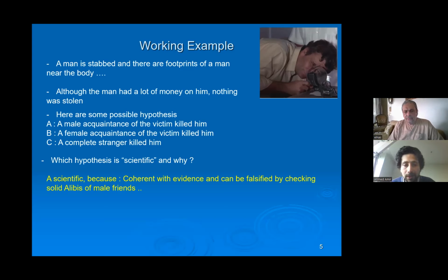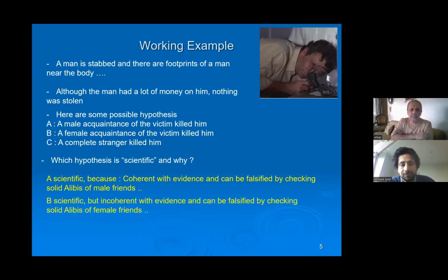What do you think? It cannot be proven that it was a female acquaintance. Yes, it's very difficult. Is it a scientific hypothesis or not? Can I check it? Can I falsify it? How can I falsify that a female acquaintance of the victim killed him? To show that the footsteps are of a man, not of a woman, maybe. But she could have deliberately put the footprint of a man. So this is not really a cogent piece of negative evidence.